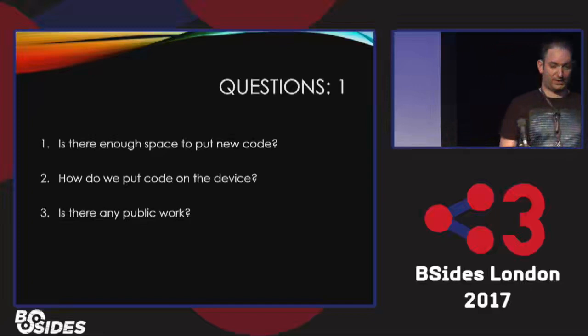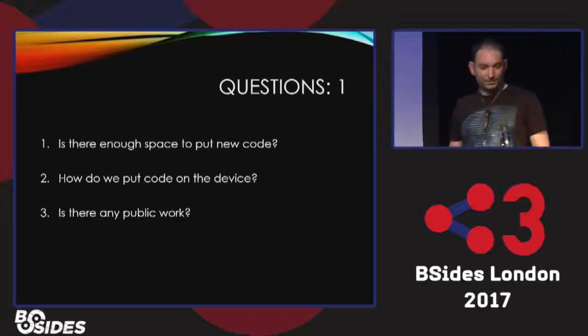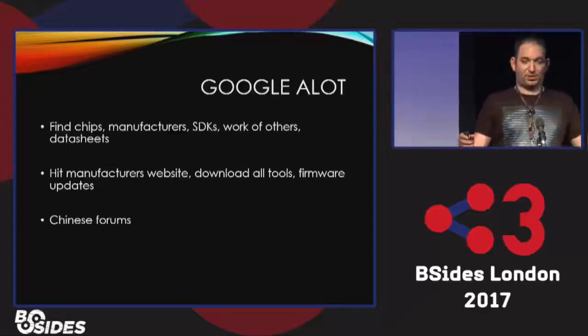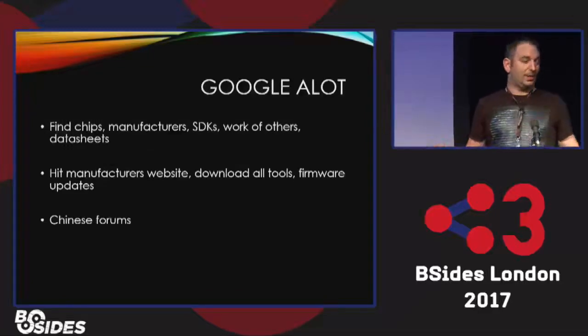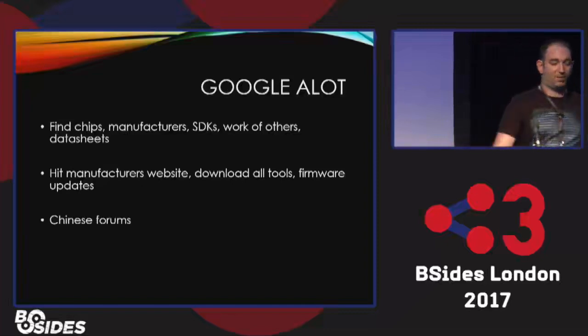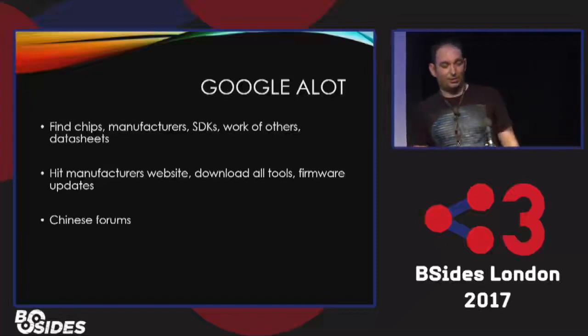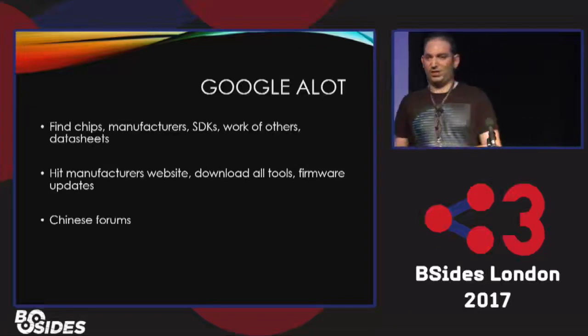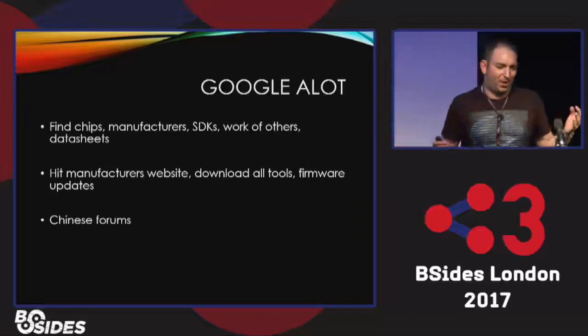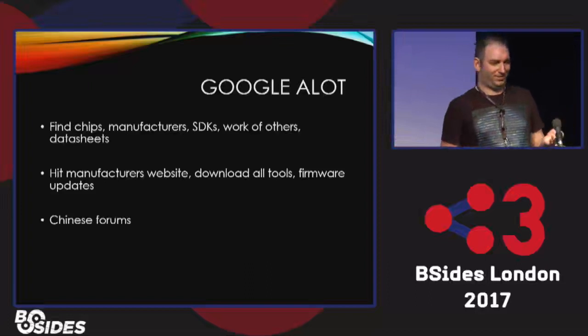How do we put code on the device? And is there any public work? So I've already answered 2 of these already, so that'd be quite quick. And pretty much to answer these questions, we're going to Google a lot. We're going to Google for chips and manufacturers and SDKs, hitting the manufacturer's website and downloading all their tools. That's really important. And Chinese forums as well have a whole host of documents that probably shouldn't be out there.